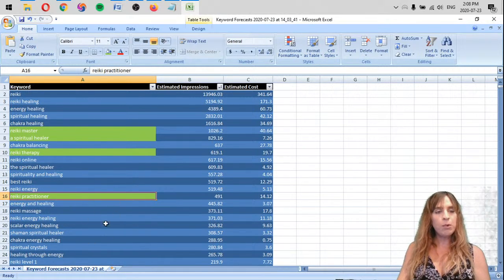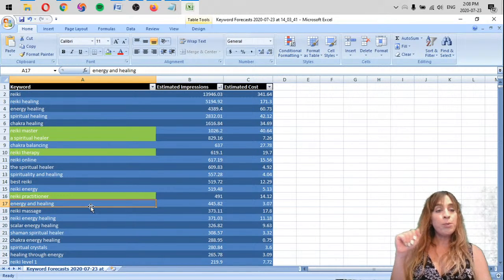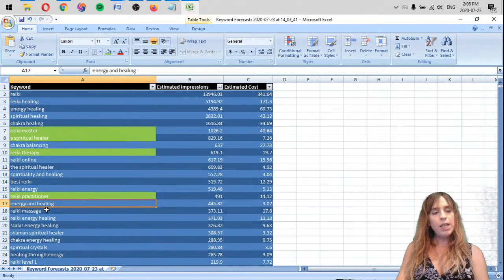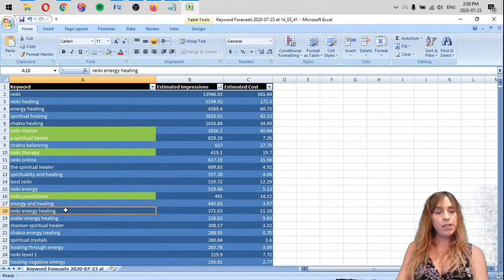That's the number one keyword right there from the perspective of being the most relevant to what he does. If someone Googles Reiki practitioner, there's pretty much a 100% chance that they're looking for someone who does what Matt does. So that's a wonderful keyword for him. Energy and healing, we can leave that in there. Reiki massage, I don't think he does massage, so we'll get rid of that. Reiki energy healing, yes, sure.